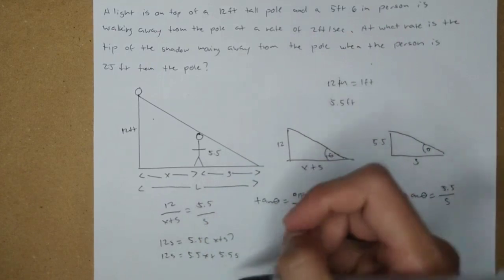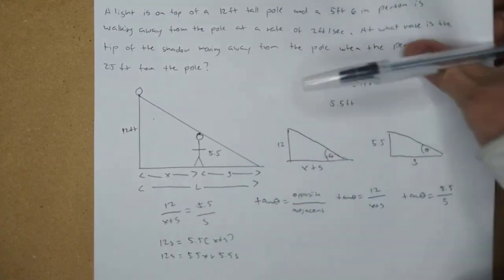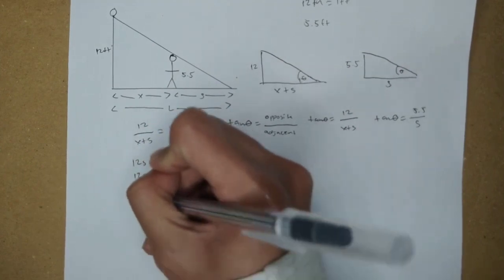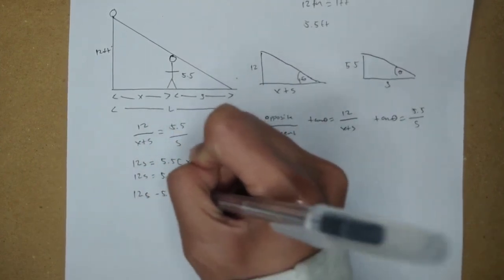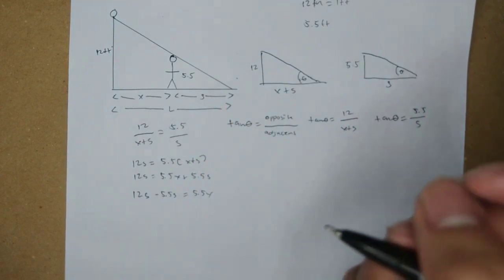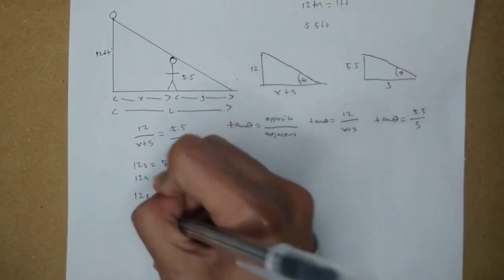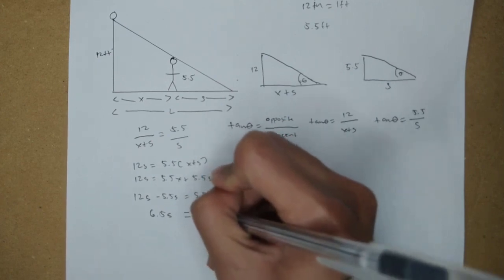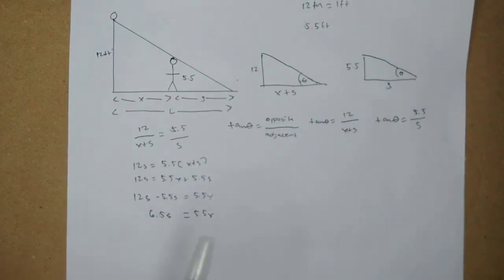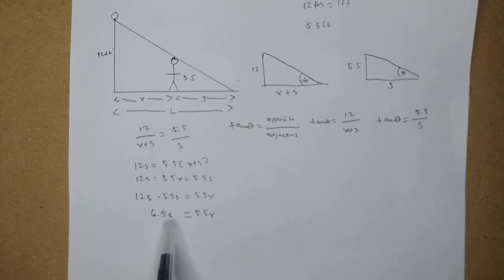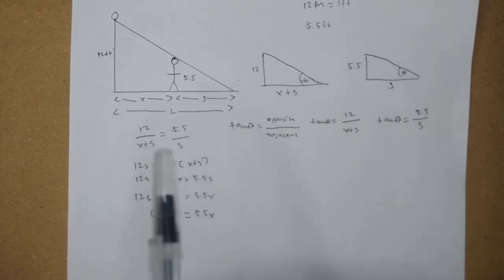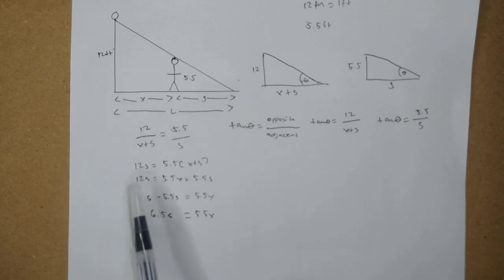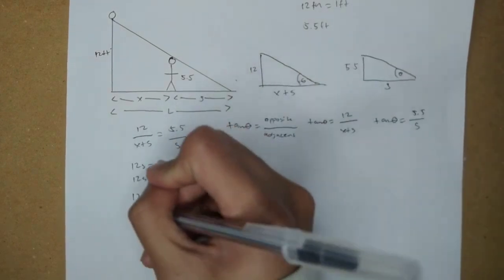5.5s. And now we are just going to move this value right here, transpose it to the other side. After simplifying it, we will come up with the result 6.5s equals 5.5x. Now that we have simplified this equation, the next thing we are going to do is differentiate the equation with respect to time, since that's what we are talking about in this topic, which is related rates.